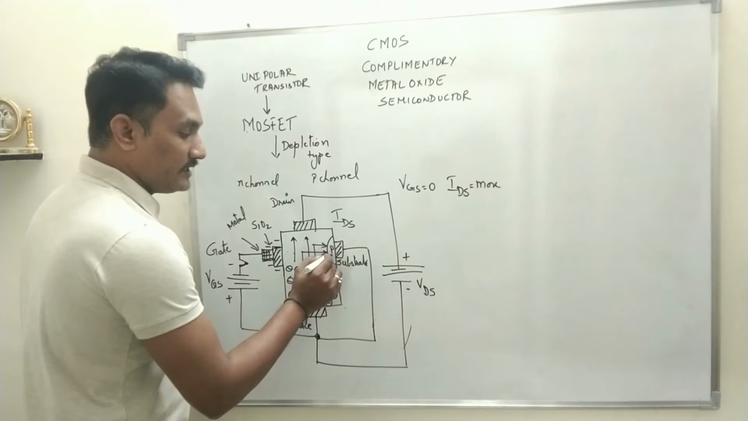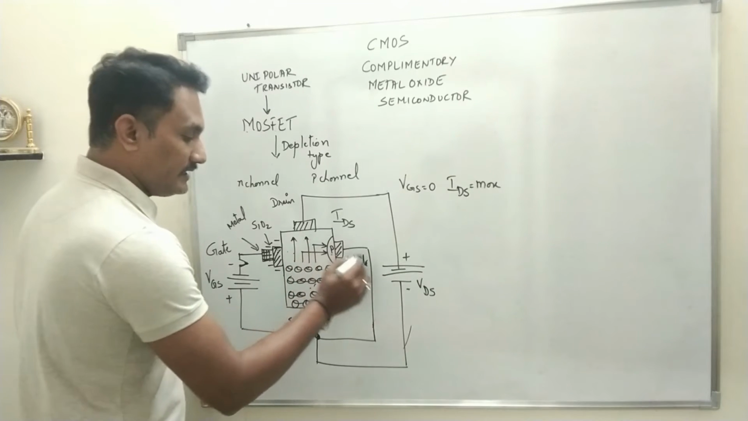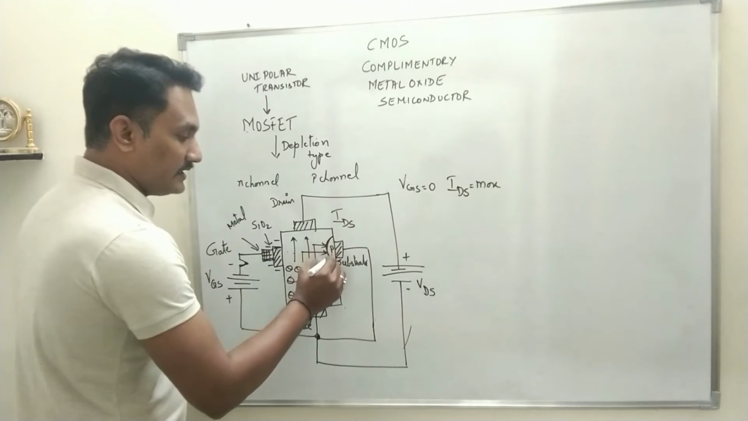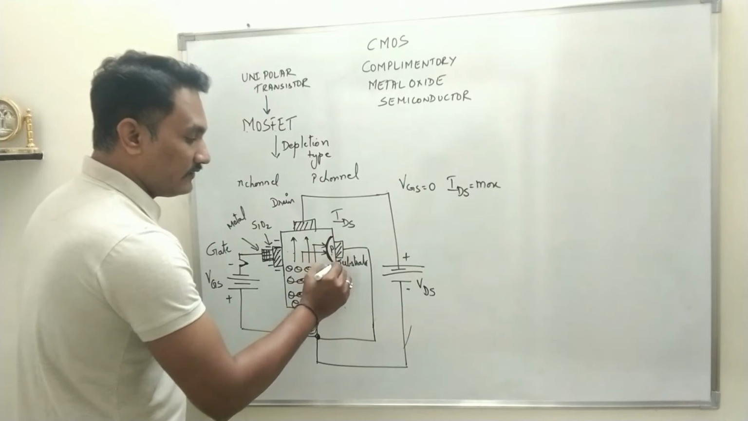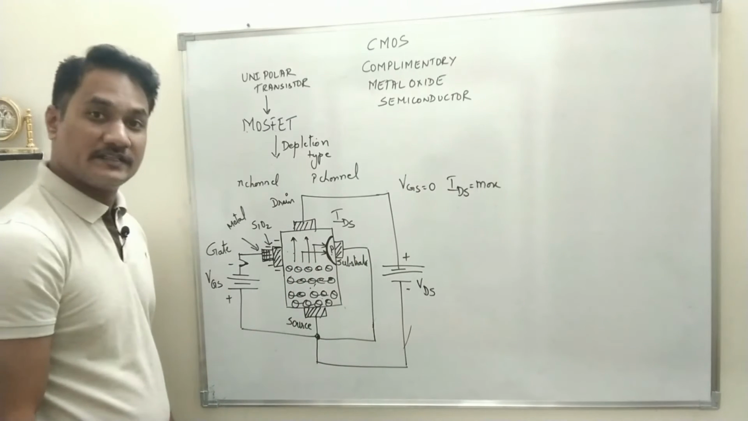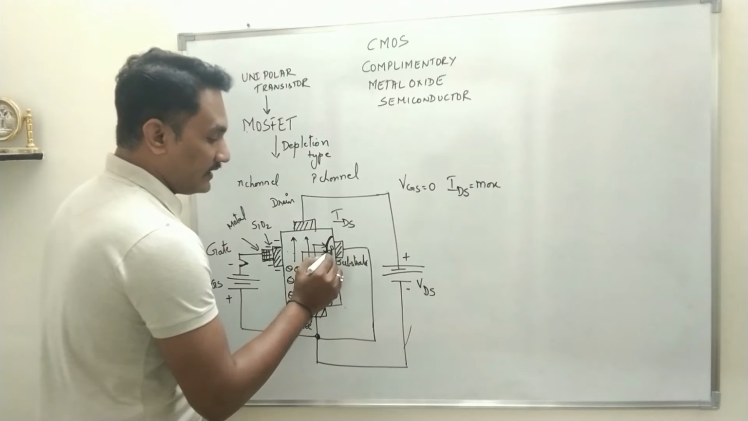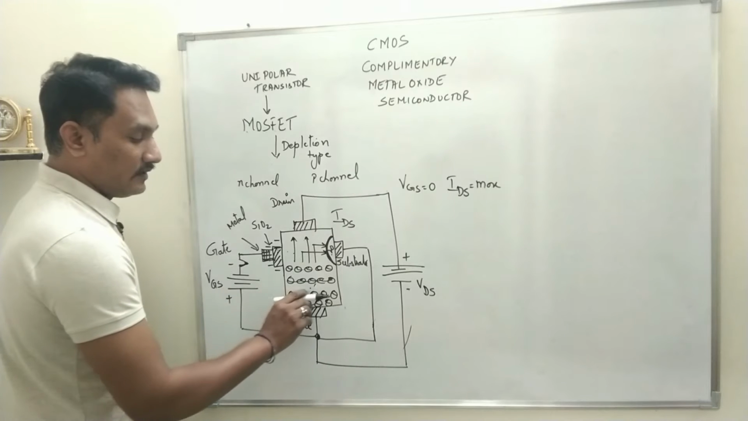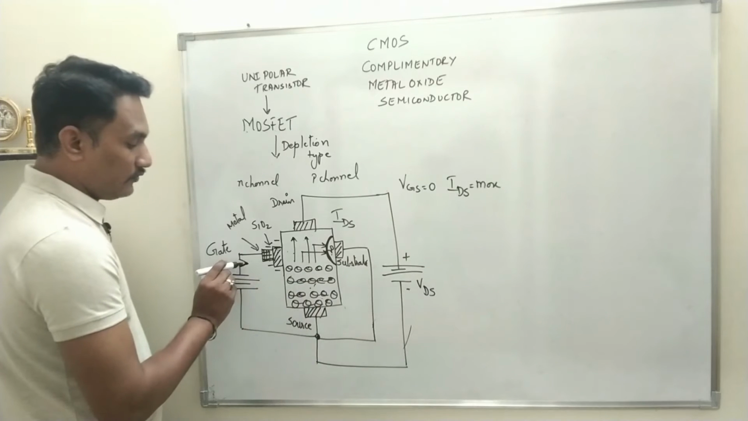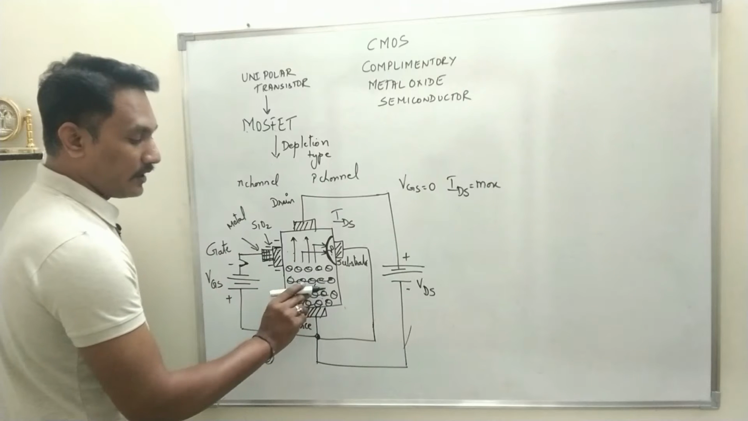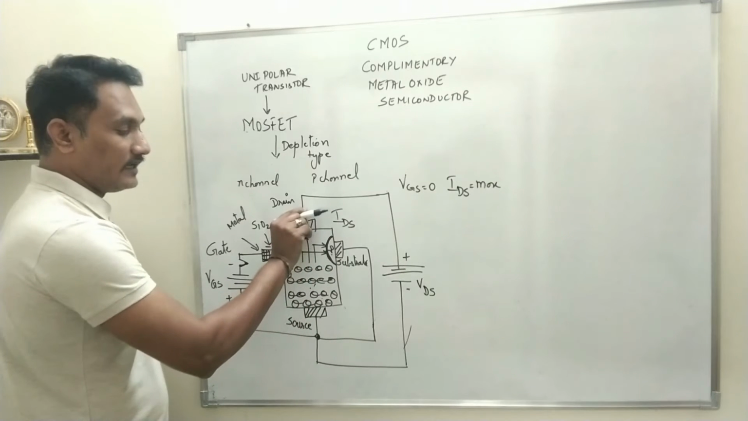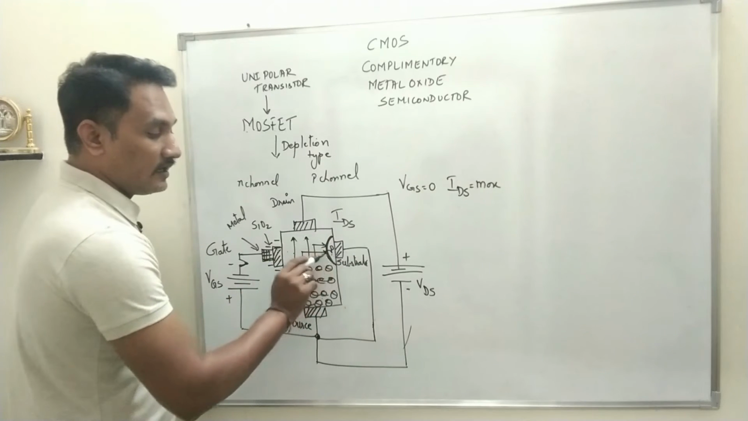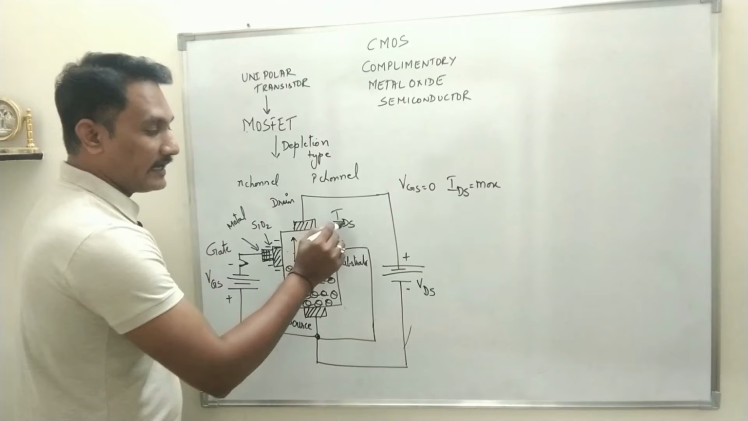Now this PN junction, P is connected to positive, N is connected to negative. That means this PN junction is forward biased, and you know in forward bias the resistance of the junction will be very small. That means electrons will enter the P region and get attracted by the positive terminal. So before switching on, all the electrons were moving to the drain, but now a few electrons are moving towards the drain, and a few electrons are moving towards the substrate. That means IDS decreases.